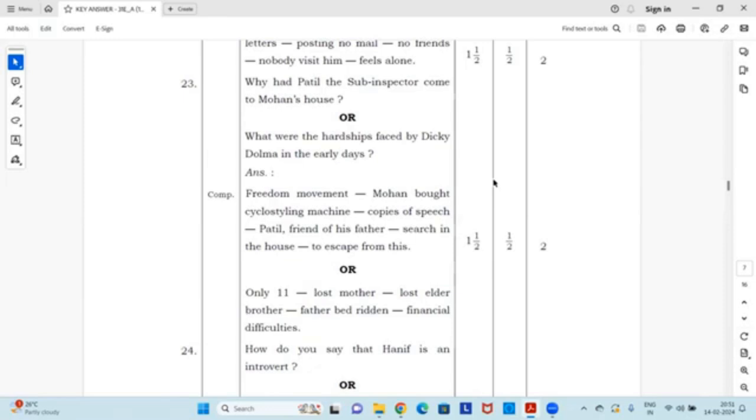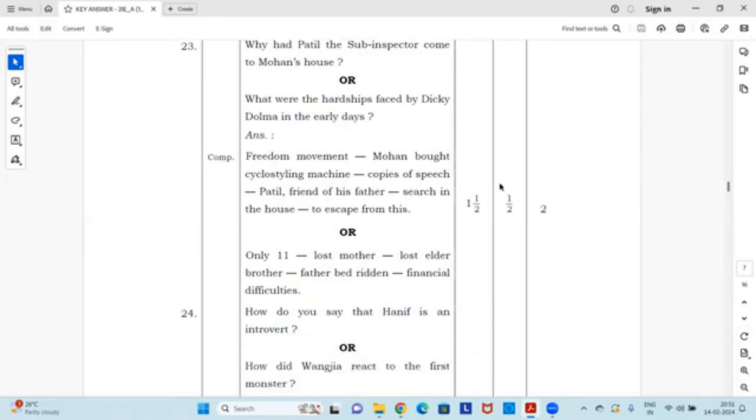Okay, now again the next question's answer, that is the optional question. Hardships faced by Ricky Dolma. When she was only 11, she lost her mother, lost her elder brother, her father was bedridden, and she also had many financial difficulties at her home. So these were the problems and hardships faced by Ricky Dolma in her early days.